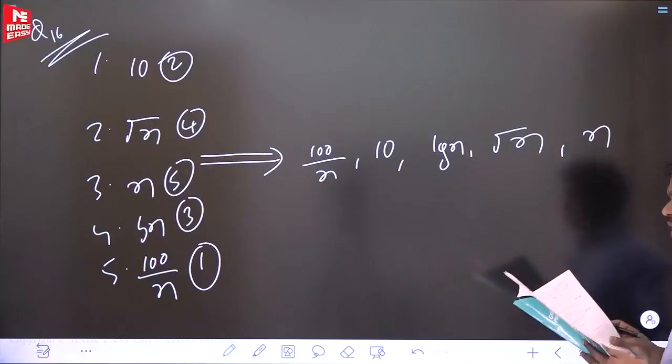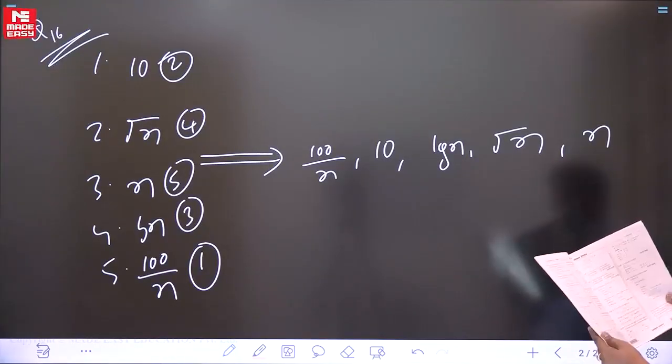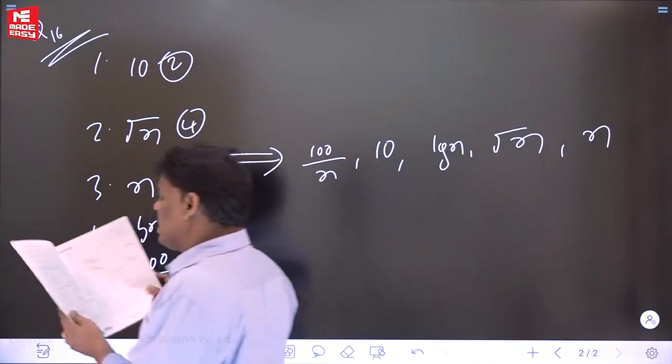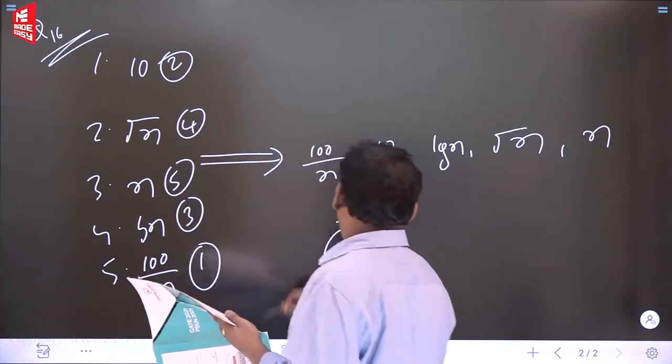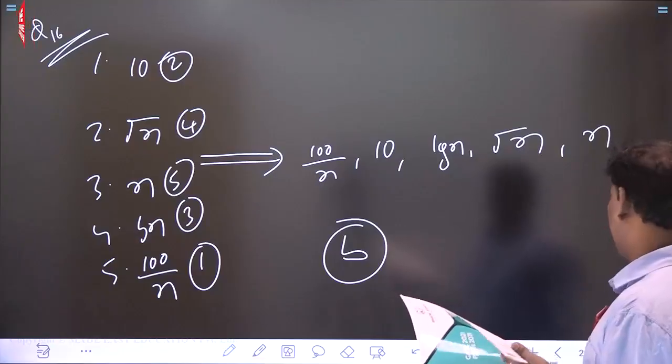So what is the order here? 100 by n first, next 10, next log n, next root n, next n. So what is the answer? For question number 16, the answer is B. Let's go to question number 17.